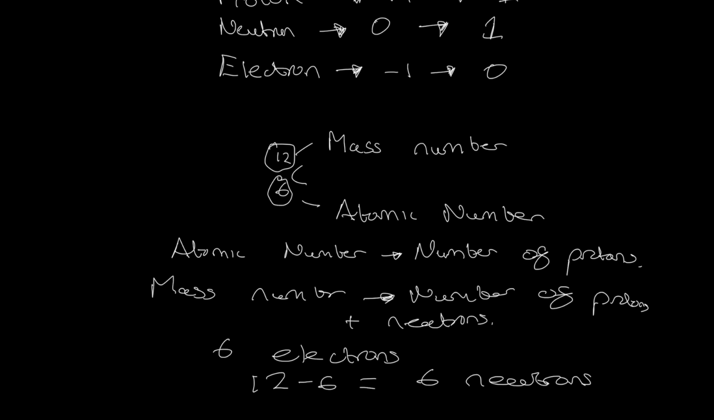So the periodic table, which you get with the exam, you can use this to work out the electron, proton, and neutron number of all your elements. The information is right there in front of you. It's just knowing how to use it and how to find it.